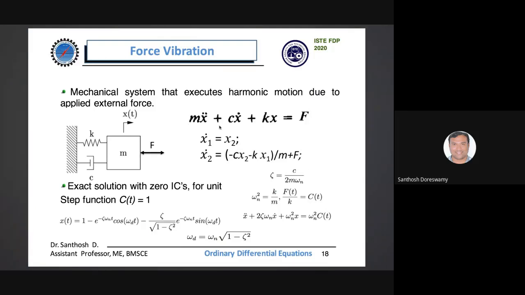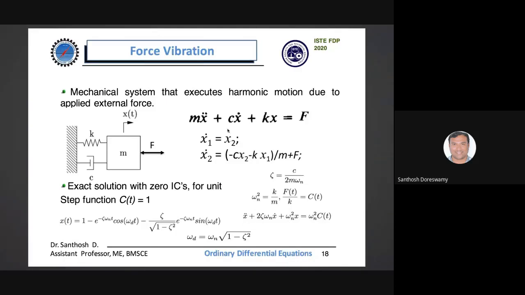You are dividing the whole equation by m first, and then doing a manipulation by multiplying and dividing by k on the other side, on the right hand side, so that you'll get f of t by k as an equivalent displacement c of t. So the resulting equation turns out to be in this form.